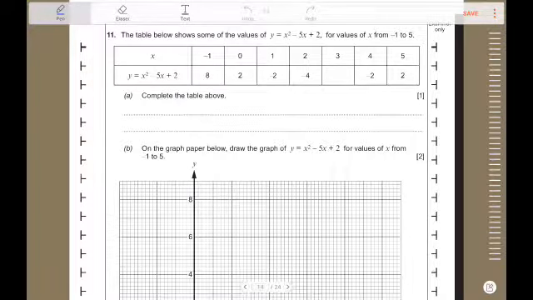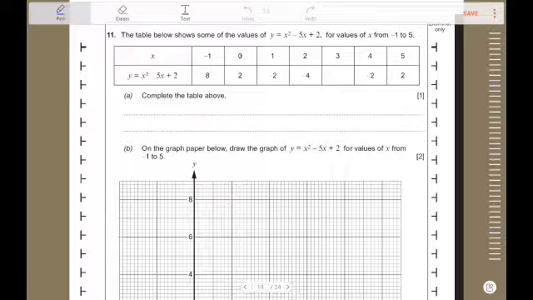Okay, hi, this is a question from a WJEC GCSE Mathematics Intermediate Unit 1 paper, the non-calculator. This is a question about drawing a quadratic graph. The table below shows some of the values of y equals x squared minus 5x plus 2 for values of x from minus 1 to 5.